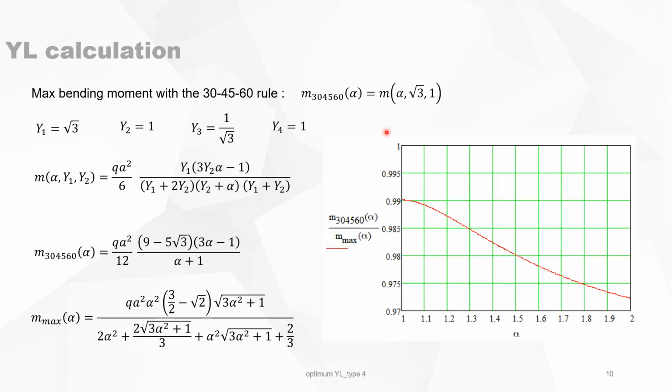And now we can make a graph. On the y-axis is the ratio of the 30, 45, 60 degree rule divided by the optimized bending moment, as a function of alpha within its limits 1 and 2. We see now that the maximum difference is 3%.